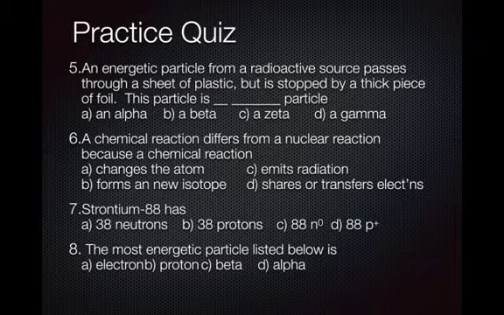An energetic particle that can pass through one thin sheet of material but is stopped by a thicker piece, that's beta, the in-between one. Alpha would be stuck right away, and gamma would travel until it hits something super thick or super dense. Chemical reactions are different. Nuclear reactions, this is what we've been talking about. Changing the atom, creating new isotopes, emitting radiation, all those are aspects of a nuclear reaction. Only a chemical reaction shares and transfers electrons to make new bonds.